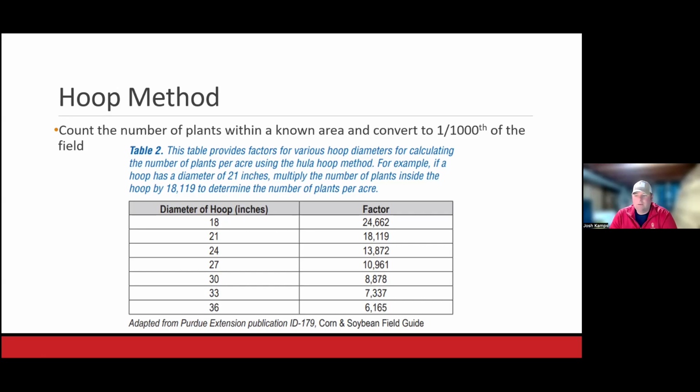It may work for the crops that you're looking at. It may work better to just do that row count. But another tool that I wanted to share, and this chart is available in the Purdue publication. If you want to take a screenshot, this is all public information, and once you have this chart, it works for when you're out in the field.